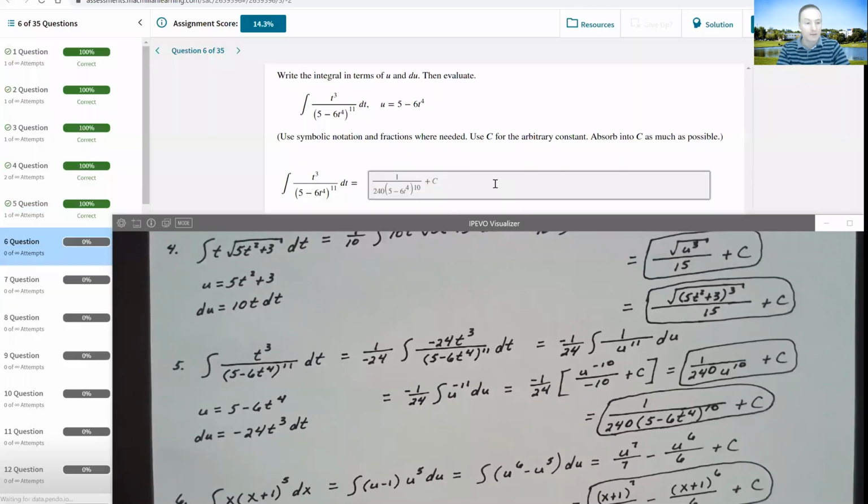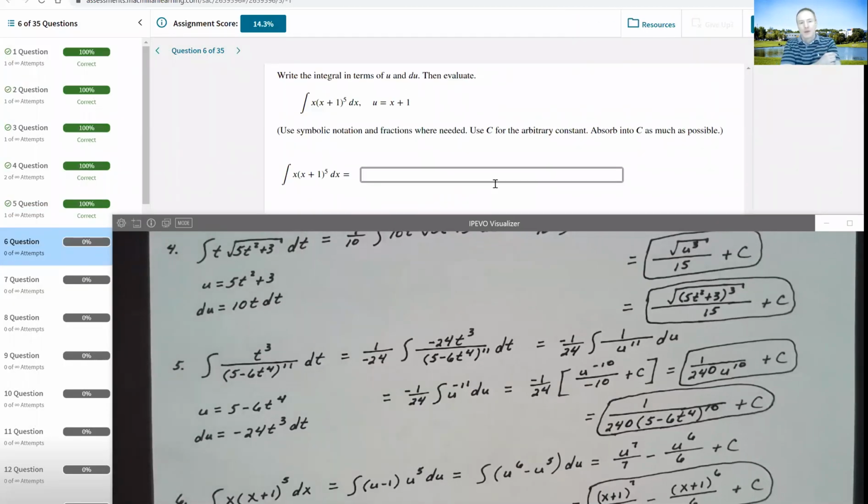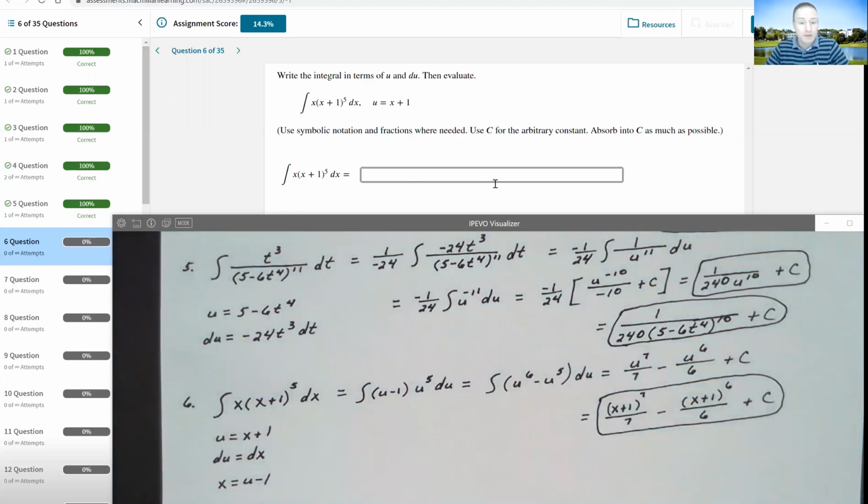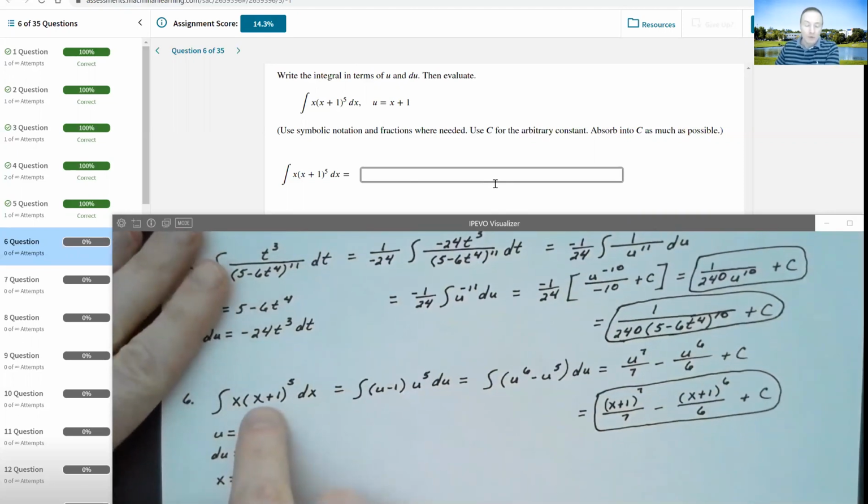And we got it. Up next, we have to evaluate the integral of x times the group x plus 1 to the 5th power with respect to x. So just as they say, whether or not they gave the hint there, you would let u equal what's inside of the group to the power. So u is going to equal x plus 1.